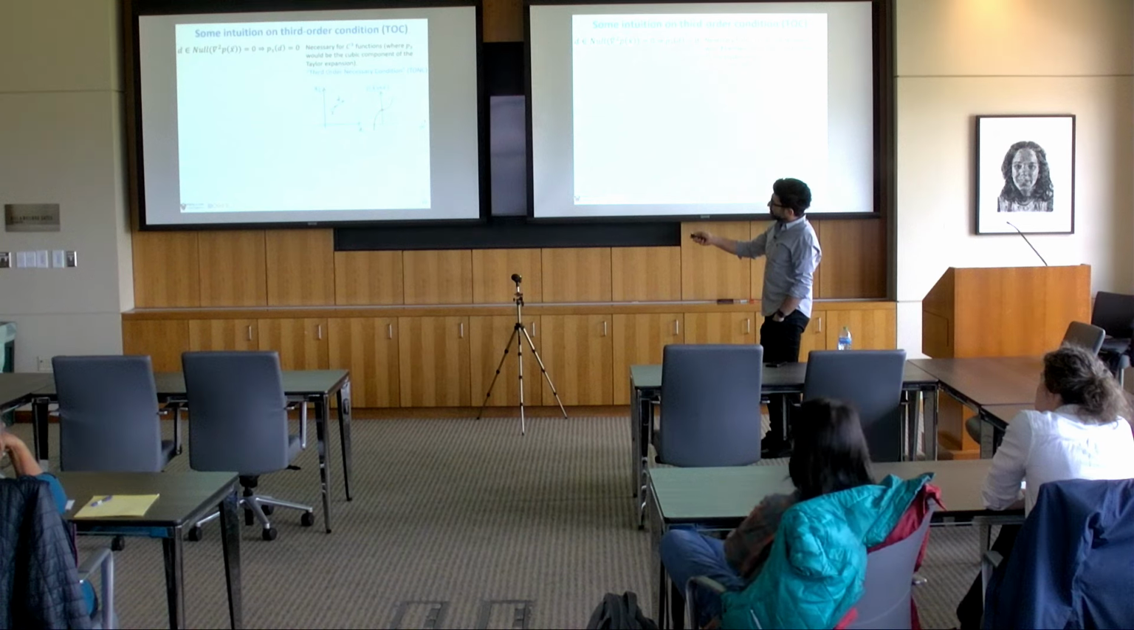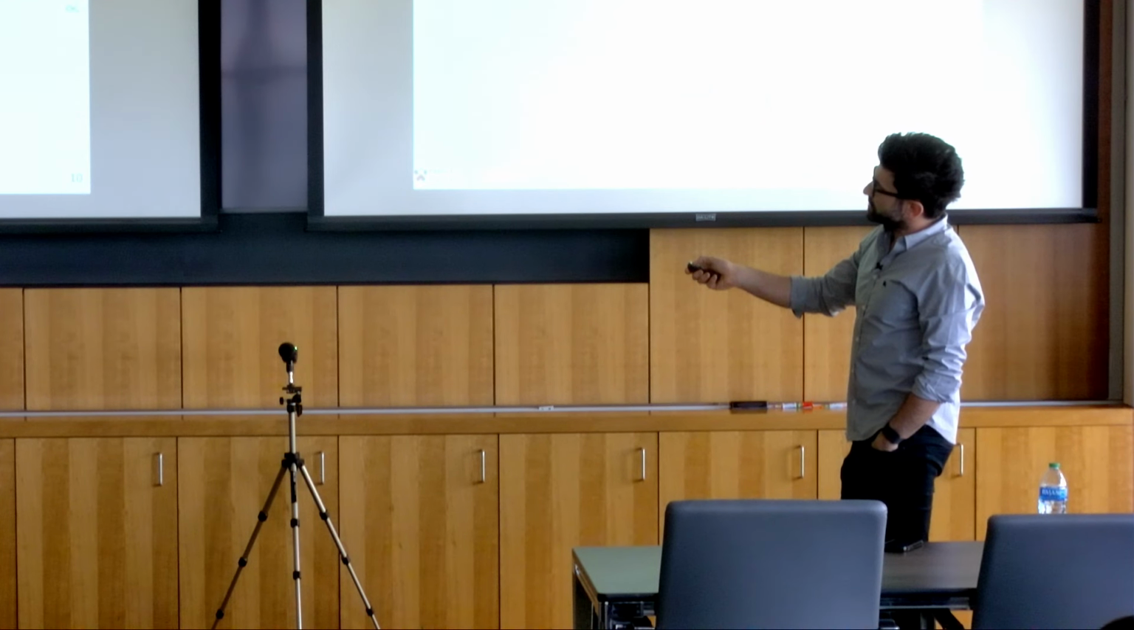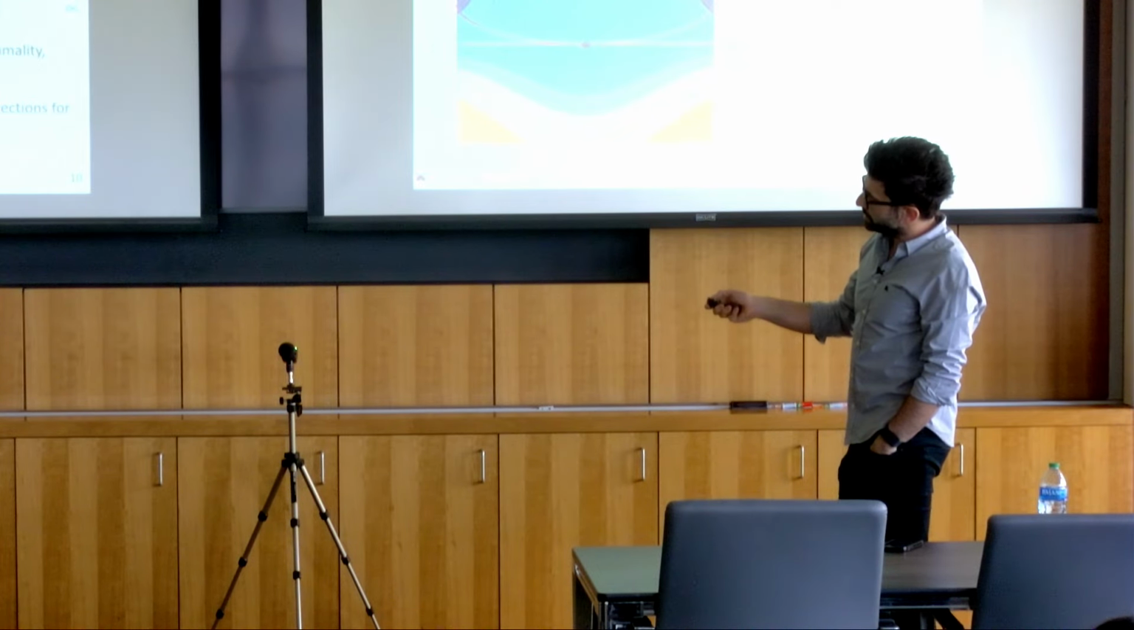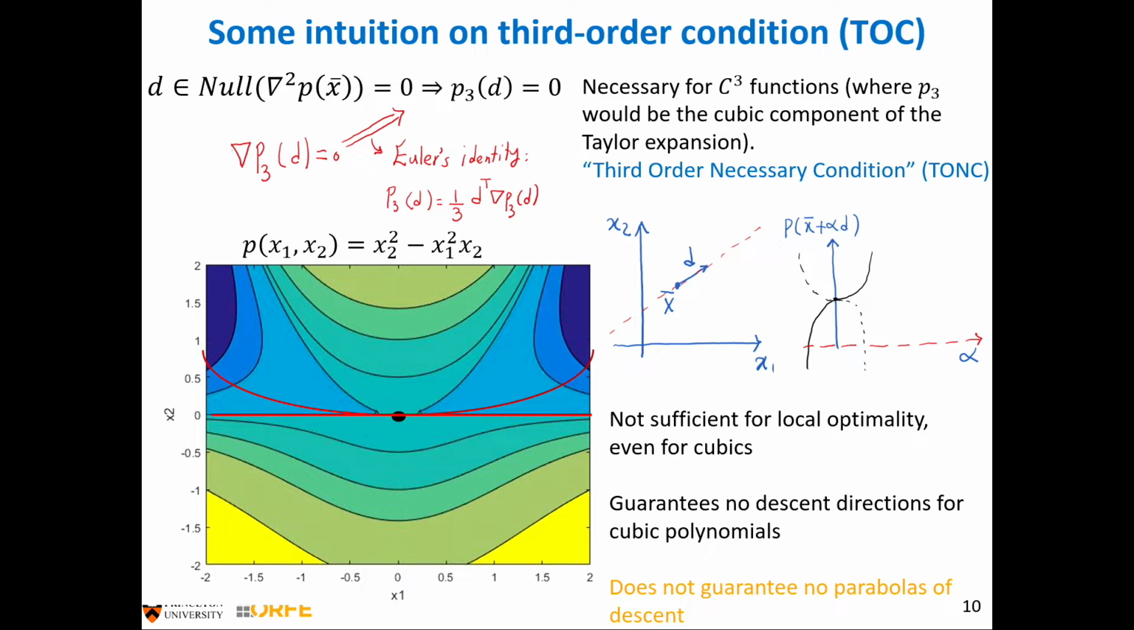However, this condition only rules out descent directions. It doesn't rule out descent parabolas. And we've already seen that you also need to rule out descent parabolas. So it turns out that when you require the gradient to vanish instead of P3, that's a stronger condition. For a homogeneous function, if the gradient vanishes, then the function vanishes. You can see this from Euler's identity, for instance. And this stronger condition turns out to also rule out descent parabolas. So that's just some intuition.